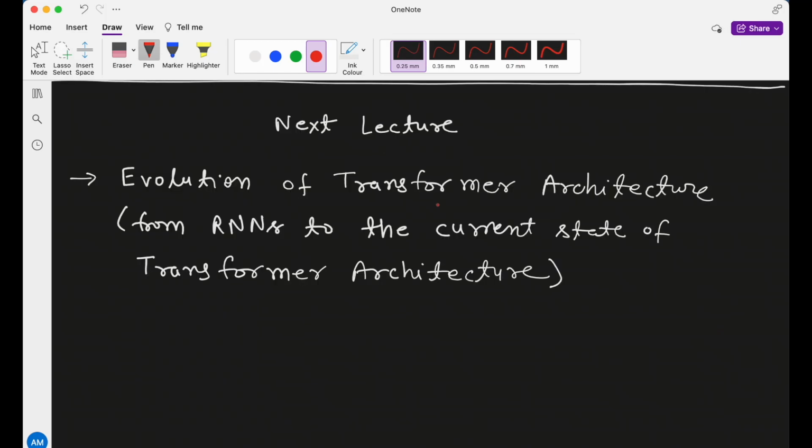I hope you have understood the working of each module present in the transformer architecture. Now in the next lecture, we will see the evolution of the transformer architecture, how it evolved from the simple RNNs to the current state of the transformer architecture which we are using today. We will see that step by step.